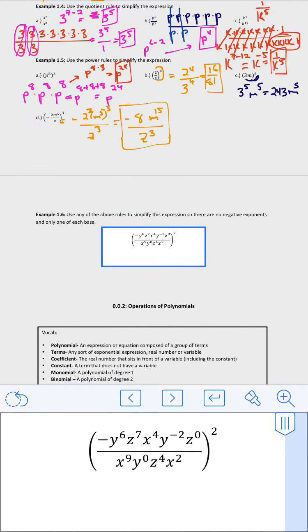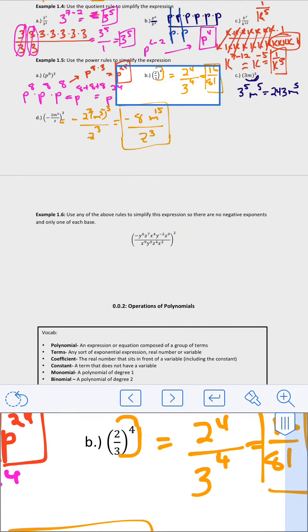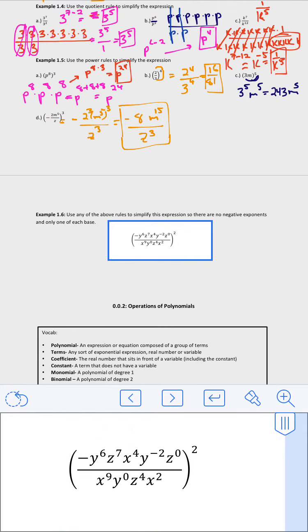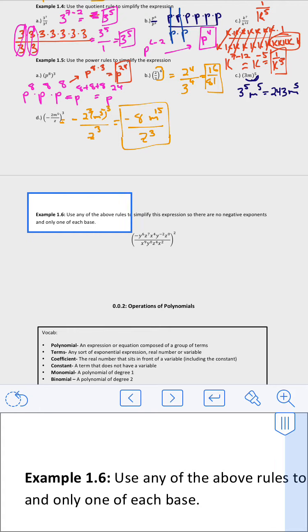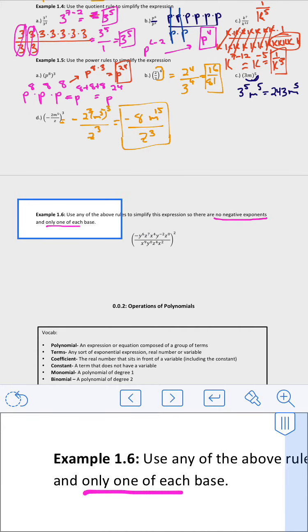These are all going to come in handy when you see big stuff like this. Like I've been kind of hinting at that this entire video. This is probably what you'll see on a test. We will probably not give you teeny tiny things like this. I say probably because you never know, but it'll probably be big stuff like this where you have to use all 6 rules at the same time. Okay, so let's read the directions because that's always important. Example 1.6. Use any of the above rules to simplify this expression so there are no negative exponents and only one of each base. That's how you know you're finished. You have no negative exponents and only one of each base.